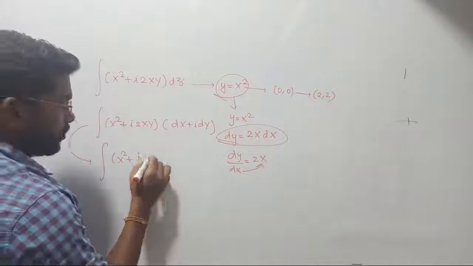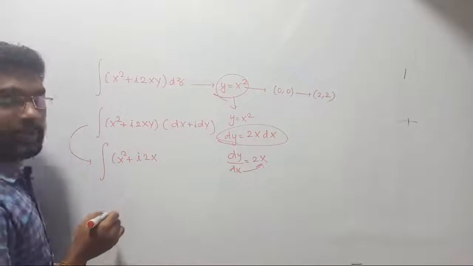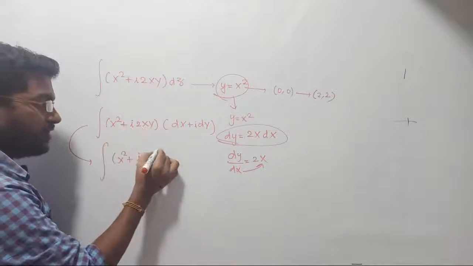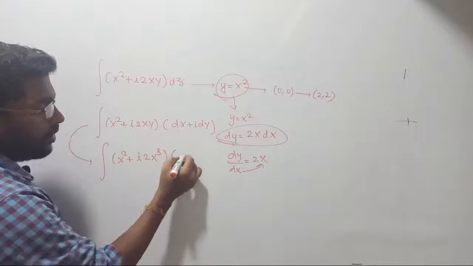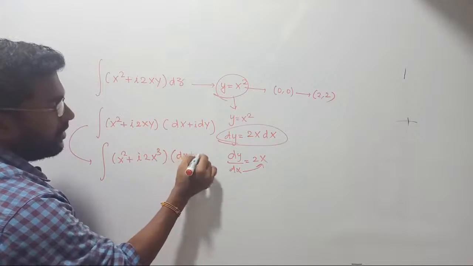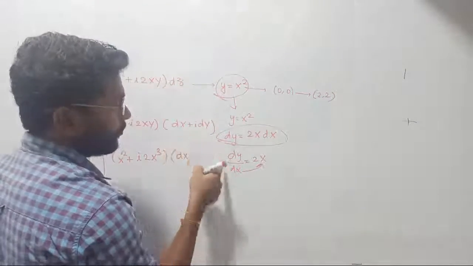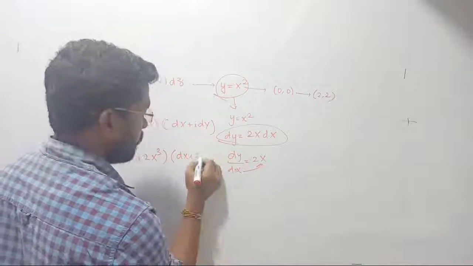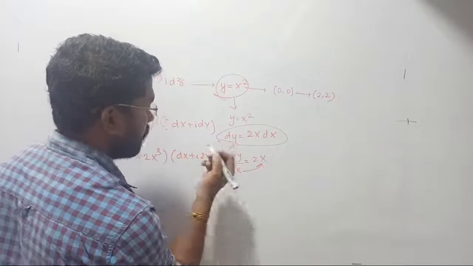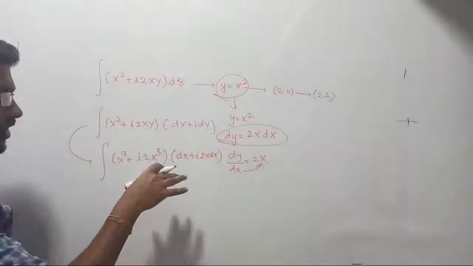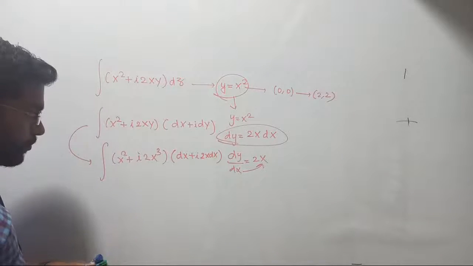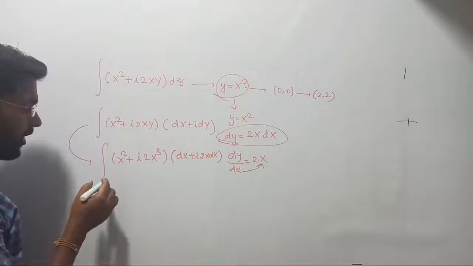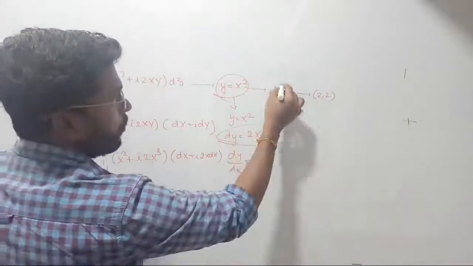That's all, right? So what is the conclusion? y can be replaced by x square. Already we have x, so it will become x cube into dx, okay, plus i into dy, which can be replaced by, where is dy? dy can be replaced by 2x into dx. Fine. Now there is no option, we have to do integration, right? But the thing is, in terms of x, the limit is 0 to 2, right?